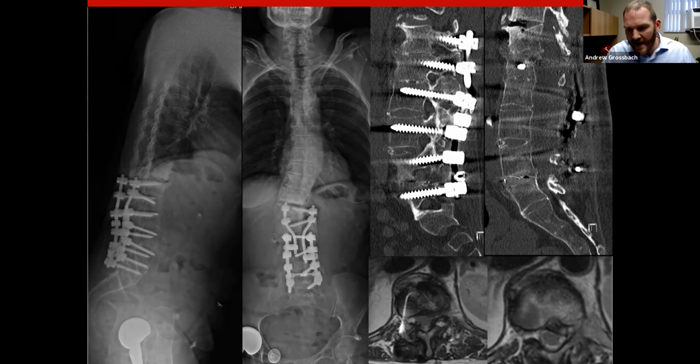I include a couple of axial cuts here. These are the proximal 2 levels. So she's got some stenosis, some kind of lateral disc there around the cord. I'm going to want to decompress those levels.